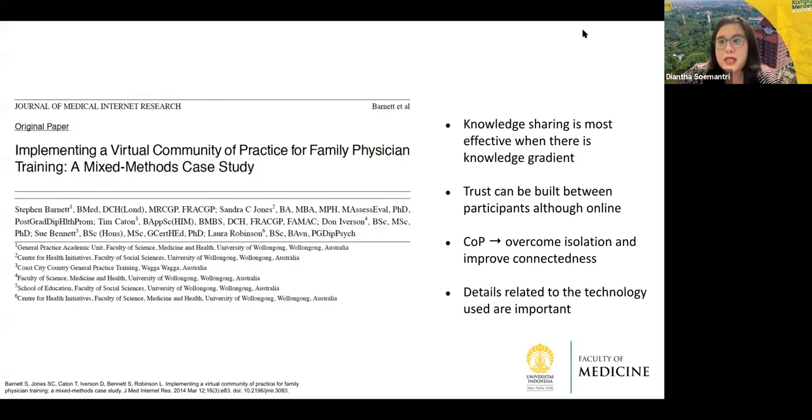Of course, we have to ascertain that the trust is already there, and perhaps the facilitator of the COP at the first time needs to ensure that trust is already there and everybody is comfortable with everyone. The COP in this study is specifically designed to overcome isolation and improve connectedness because of the geographical challenge in this particular part of the world. So they feel that the GP, the family physician, needs to be connected, and the virtual COP was successful in overcoming isolation of family physicians in the study and improving connectedness amongst them. And of course, because this is a virtual COP, details related to the technology used are very important. This is one of the factors that ensure the success of the virtual COP.